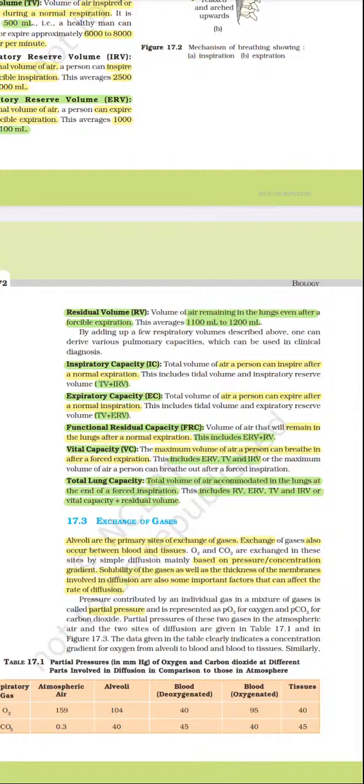By adding up a few respiratory volumes described above, one can derive various pulmonary capacities which can be used in clinical diagnosis. Inspiratory capacity, IC, the total volume of air a person can inspire after a normal expiration. This includes tidal volume and inspiratory reserve volume. Inspiratory capacity is TV plus IRV.